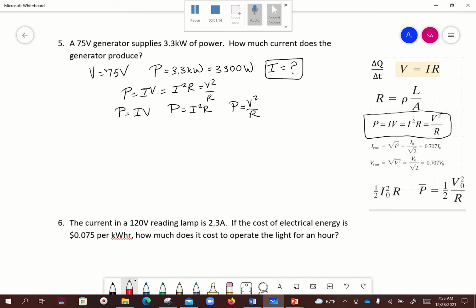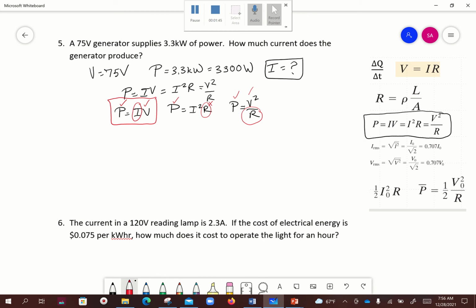So I'm given P and V, and I want to find I. If I look at the three equations, here I've got P, I've got V, and I want to find I, so I could use the first one. If I look at the other two, I've got P, I don't have R, so I can't use that one. I've got P and V, but if I rearrange this one, it'll give me R and not I, so I can't use that one. So I'm going to use the first equation.